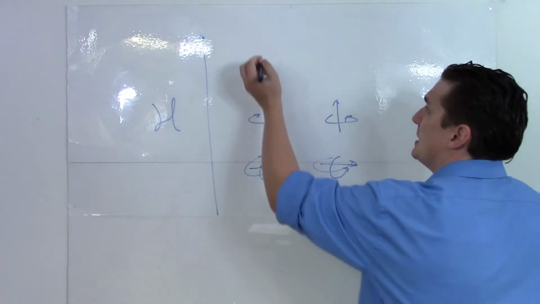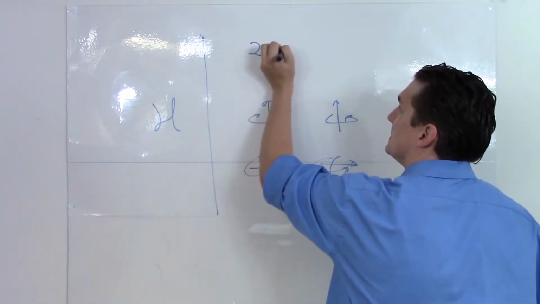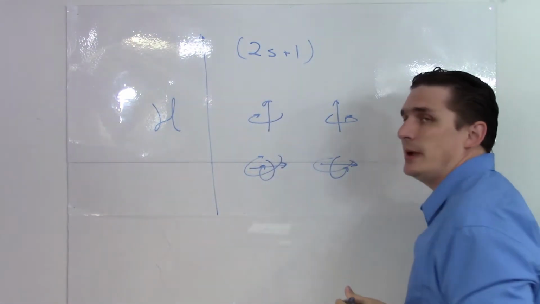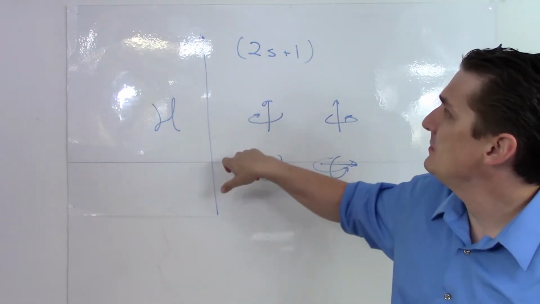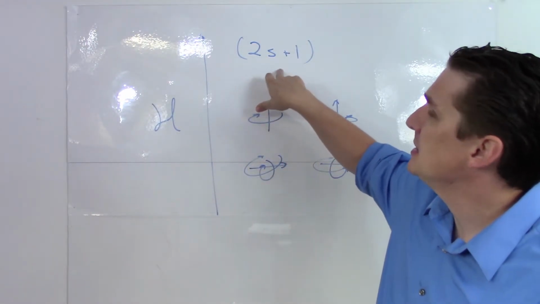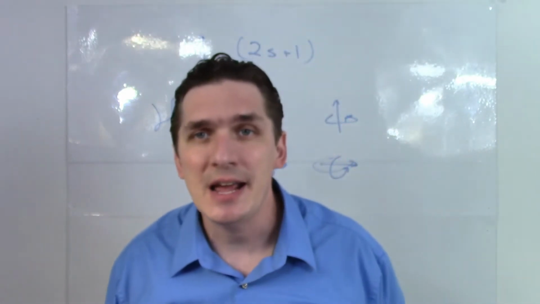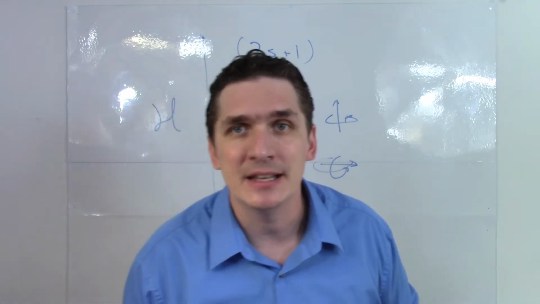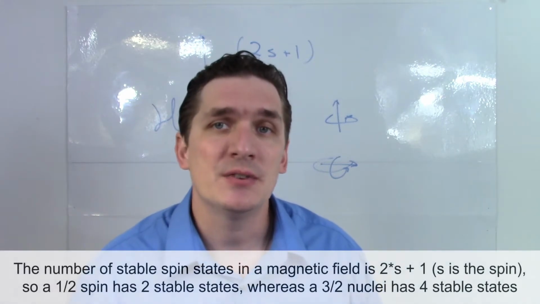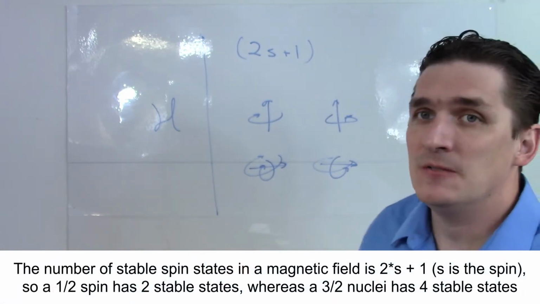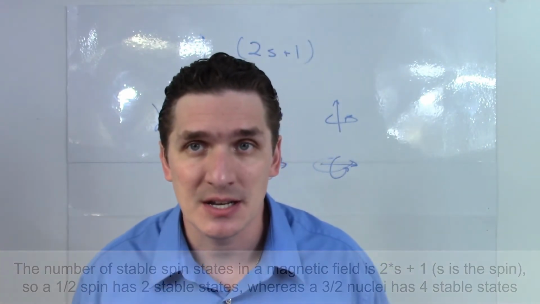The number of stable spinning states is 2s plus 1, 2 times the spin plus 1. So if we have a spin 1/2 nucleus within a magnetic field, 2 times 1/2 plus 1, there are two stable orientations relative to the magnetic field. In this case, clockwise and counterclockwise. If we have a spin of 3/2, it ends up being 4 stable states.